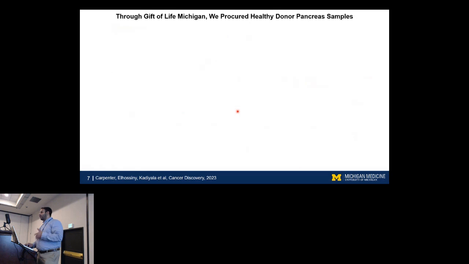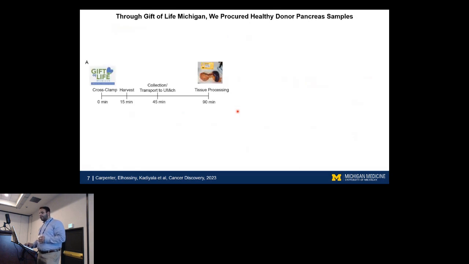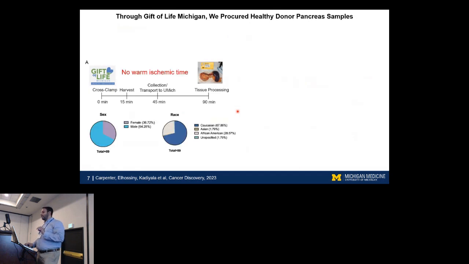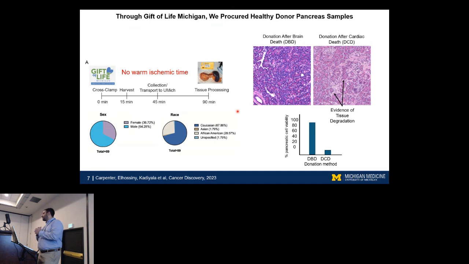What we've been able to do is collaborate with an organ donation organization called Gift of Life, and we're able to procure healthy organ donor samples. The difference from previously obtained samples from organ donors is that we obtained these from brain-dead individuals. For cardiac death individuals, the tissue viability after we procure the tissue is usually so low. But if you look at the graph here, you can see that the tissue viability for brain-dead individuals is much higher. So this preserves the molecular data and the tissue structure of the pancreas and helps us understand more about what the normal tissue looks like.